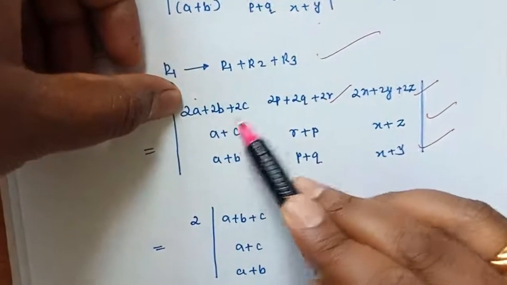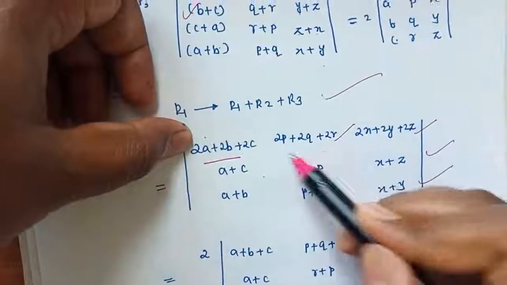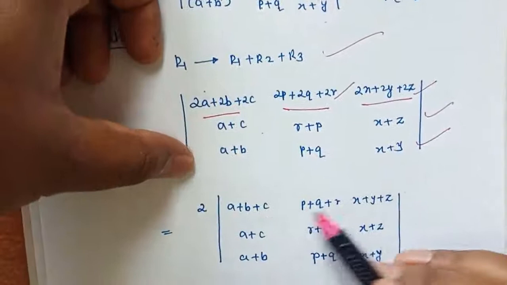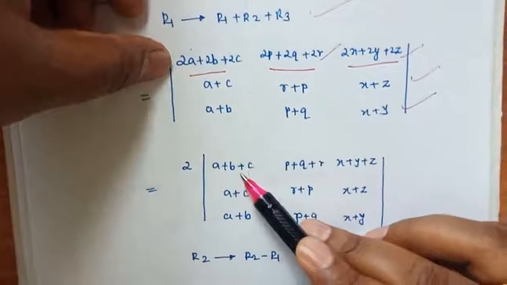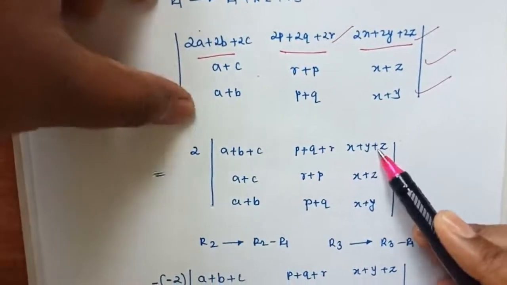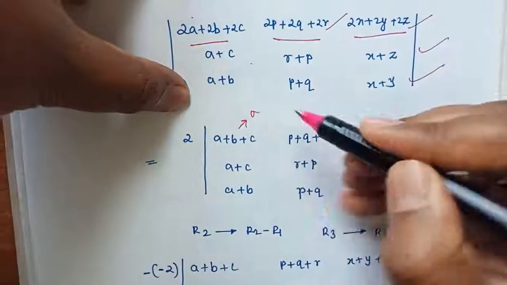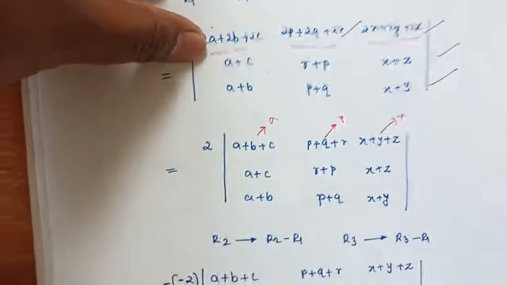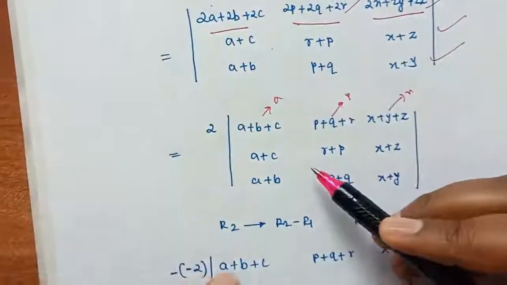Now this is 2A, 2B, 2C. 2 is common here, even 2 is common here, even 2 is common here. So take the 2 common from the first row. So I will get A plus B plus C, P plus Q plus R, and X plus Y plus Z. Remember, I want A here, and even I want P here, and I want X here. So if I want that, how will I do this one?